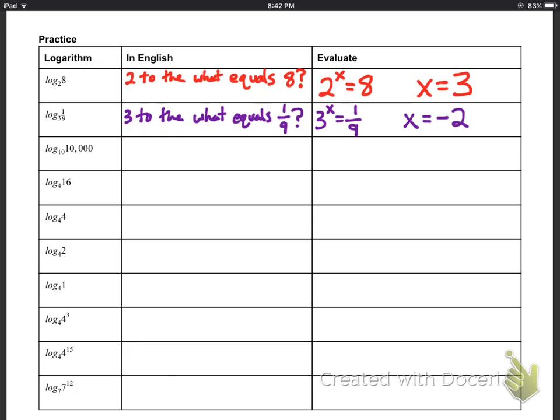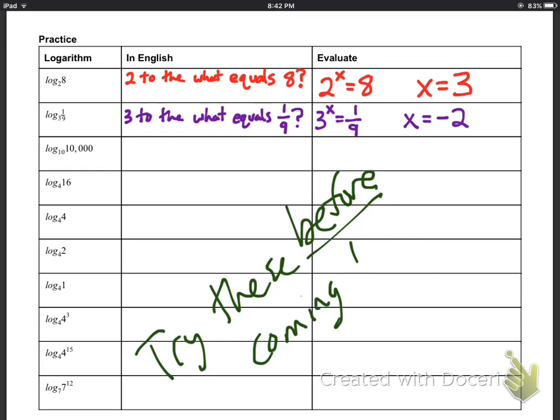All right, so I want you to try these next handful. Try them before coming to class. That way you're ready to share with your classmates what you got, and we'll probably be working on them and other problems like them in class. So the sooner you do it, the better.